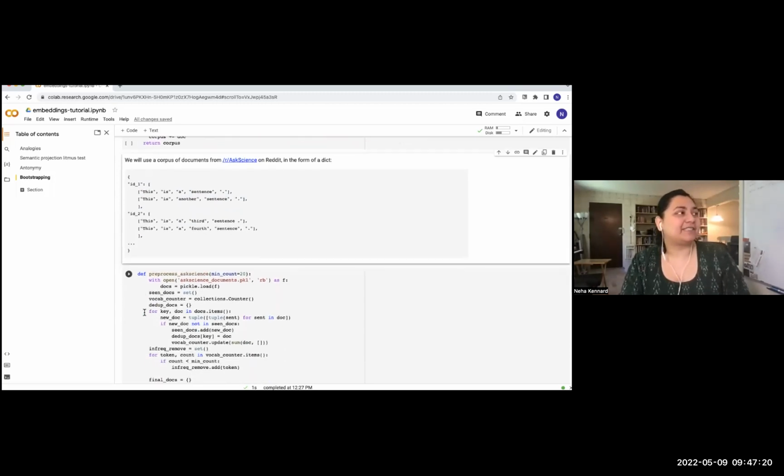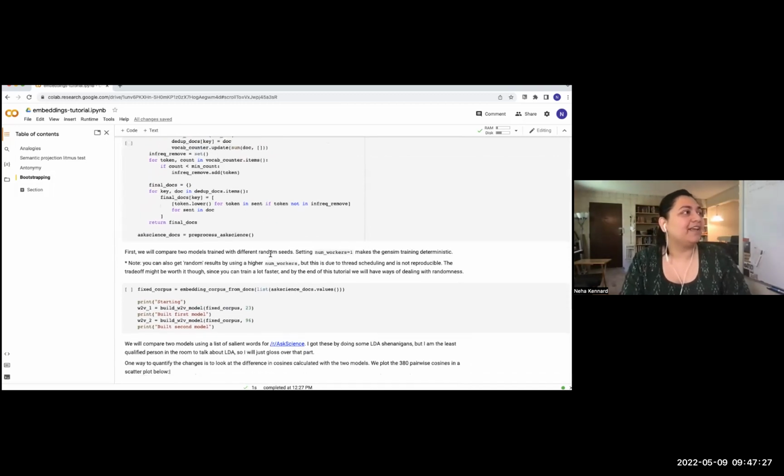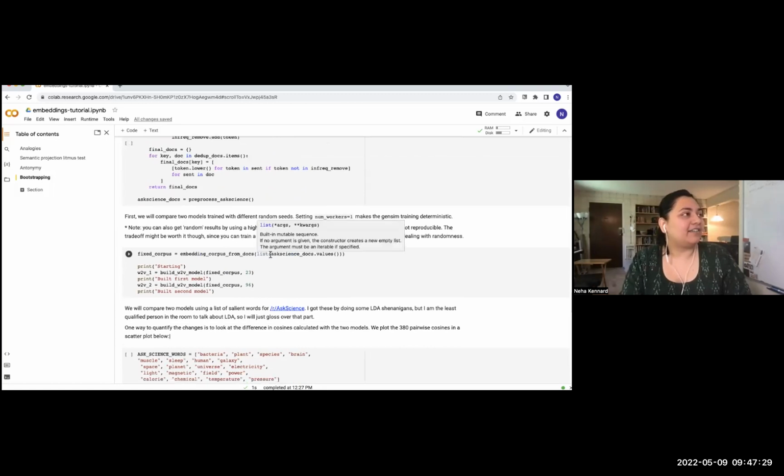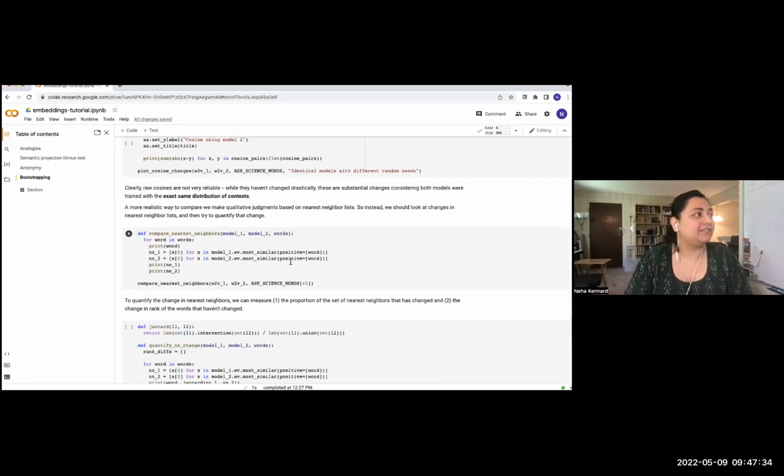So, okay, I'm going to skip over pre-processing. You can, of course, refer to it, but it's just boring. And this was just to make the plot, which you can also look at if you want to see, but it doesn't really matter.